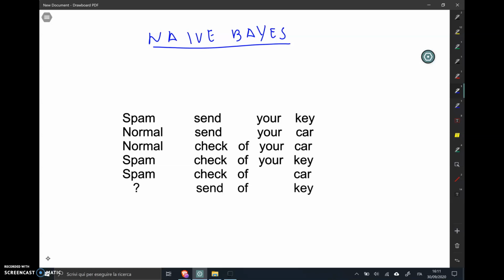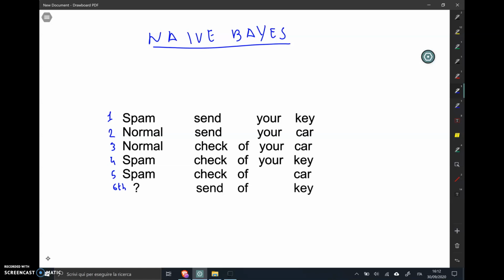Usually in classification, let's take a specific example. Suppose we want to classify emails as spam or normal email. For each email, for example the first email, we observe that it is spam and the text in the email was made of these sequences of words, very simple. So: send your car. The first is spam, the second is normal, the third is normal, the fourth is spam, the fifth is spam, but we want to classify this sixth email, which we don't know if it is spam or not.